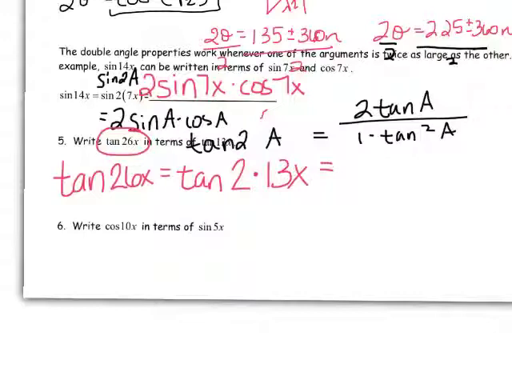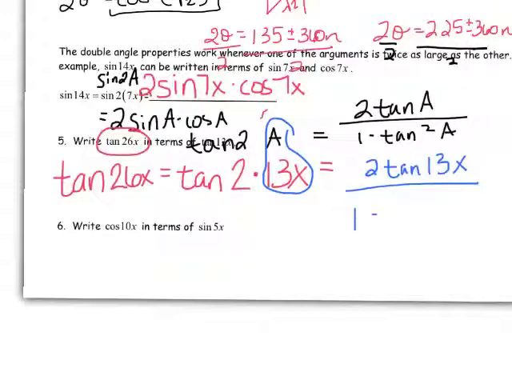Notice that a is 13x. So where I see an a, I'm going to put in a 13x. So 2 tangent 13x all over 1 minus tan squared 13x. You're not actually getting an answer here, you're just rewriting it. This is a double angle identity that's equivalent to tangent of 26x, but now I've written it with tangent of 13x, which is what it asked me to do.